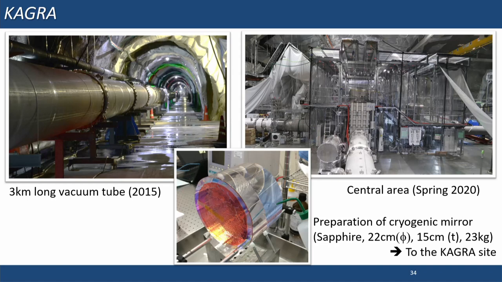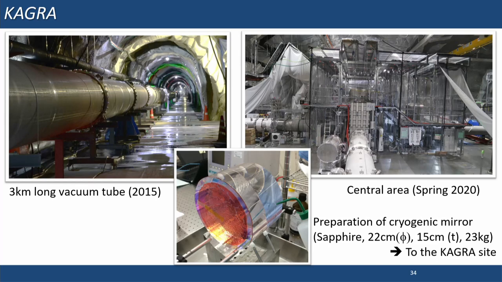Well, let me introduce the KAGRA detector. As I said, KAGRA has a 3 kilometer arm length, and this is the photo of the 3 kilometer vacuum tube. And the central area is much more complicated compared with the 3 kilometer long vacuum tube. So this is the central area. There are many vacuum tanks and so on.